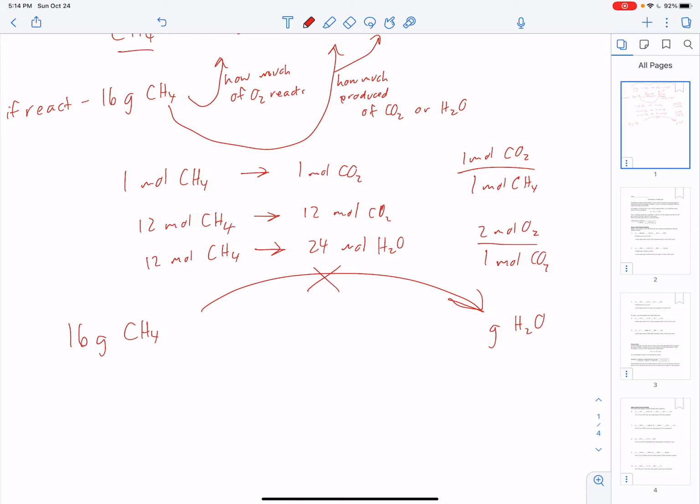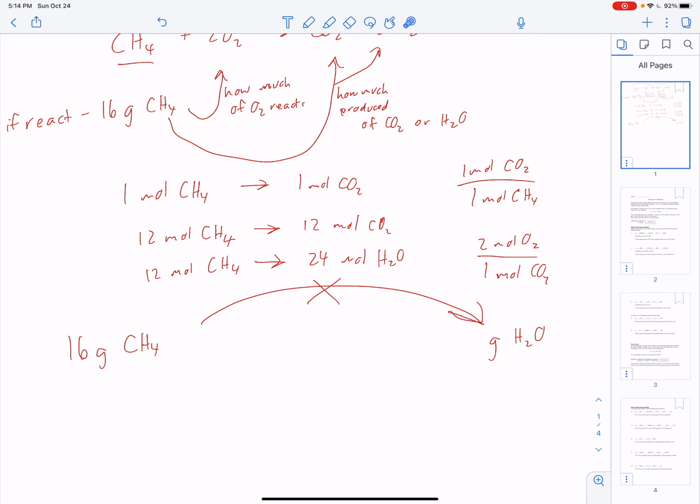I can't do that. But what I can do, as I've seen, is convert between moles of CH4 and moles of water, right? There's twice as many moles of water as there are moles of CH4 in this reaction. But I have to get to moles first. I can't just go to moles. I have to get there with a conversion, right? So the first step often in a stoichiometry problem is to convert from grams to moles of your reactant.